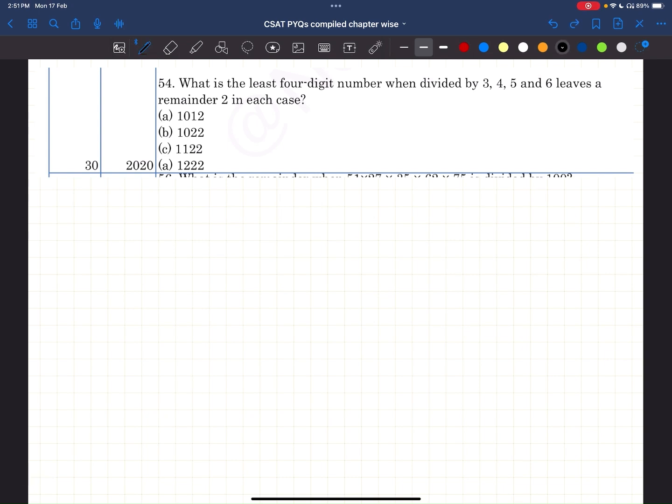What is the least 4-digit number which, when divided by 3, 4, 5 and 6, leaves a remainder 2 in each case? Okay, let's see. Least 4-digit number. Can you think of it? What is it asking? That means the least common multiple, right? But it's telling 4-digit number. That means this 4-digit number will be a multiple of the LCM of these values, right?